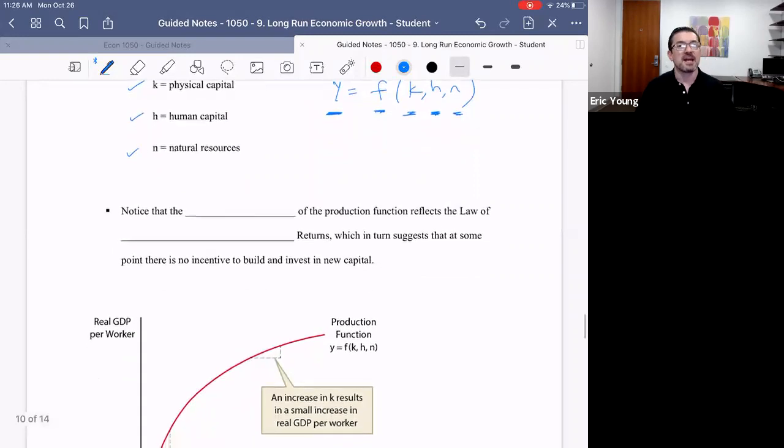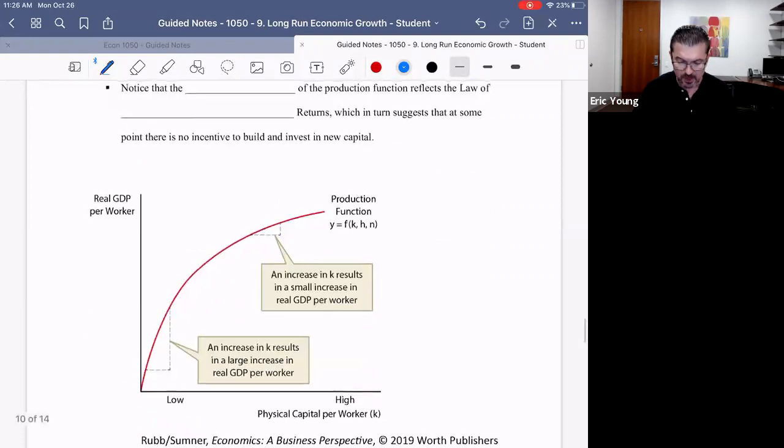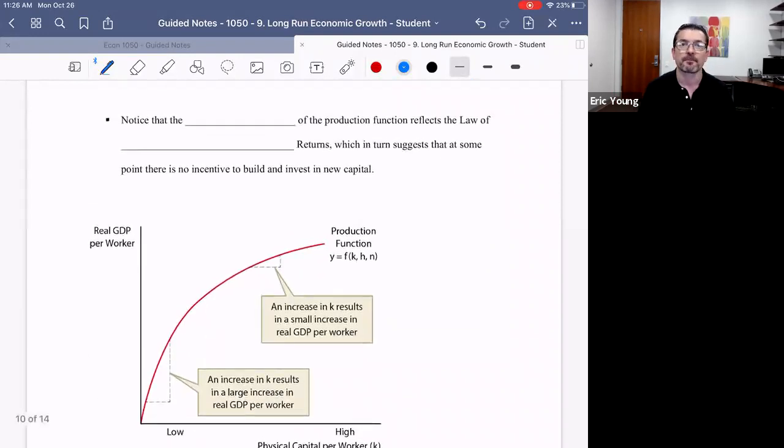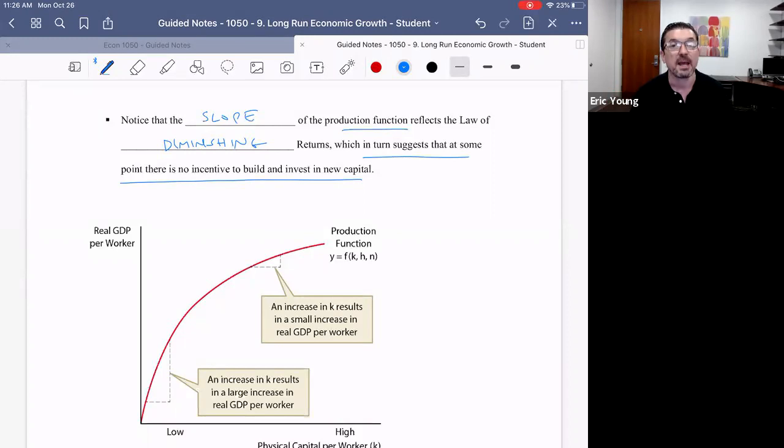Notice that we can take this and put it into the production function picture, which you see right here, that we had before. If you look at that, you will notice that the slope of the production function reflects the law of diminishing returns, which in turn suggests that at some point, there's going to be no incentive to build or invest in new capital, okay? We did this before. We'll touch on it one more time.